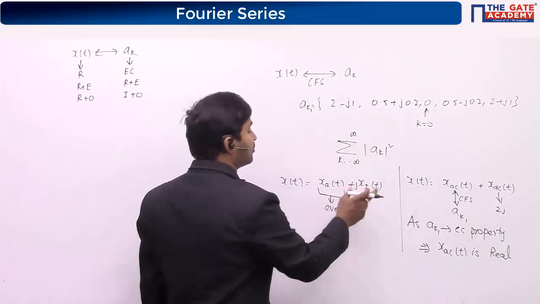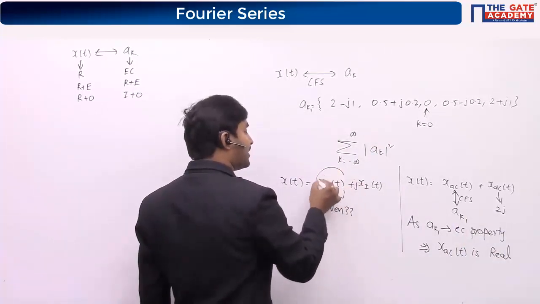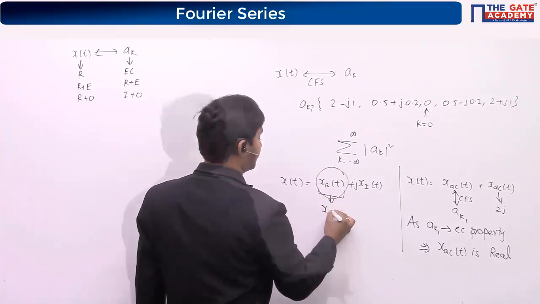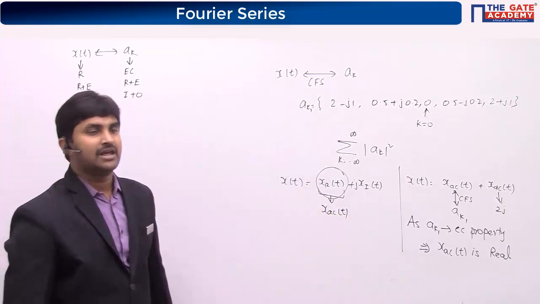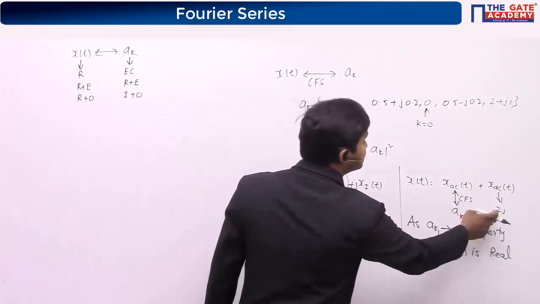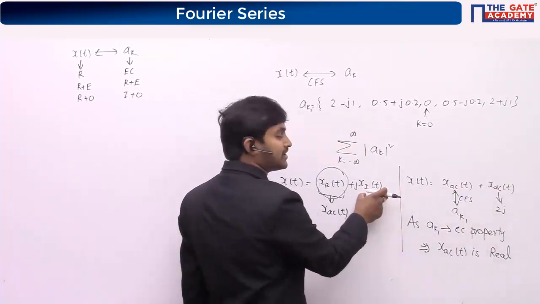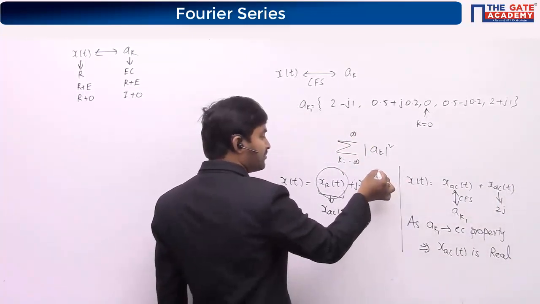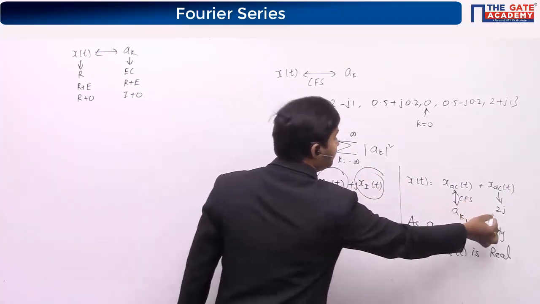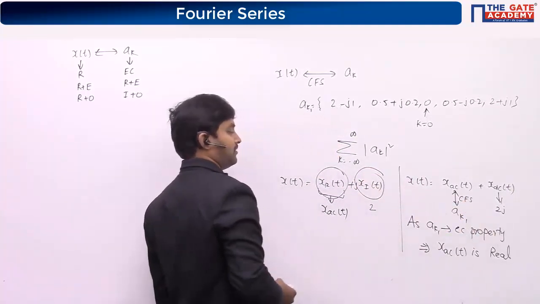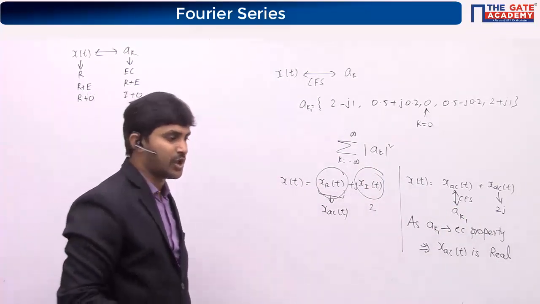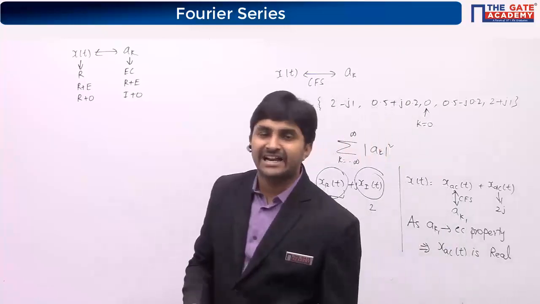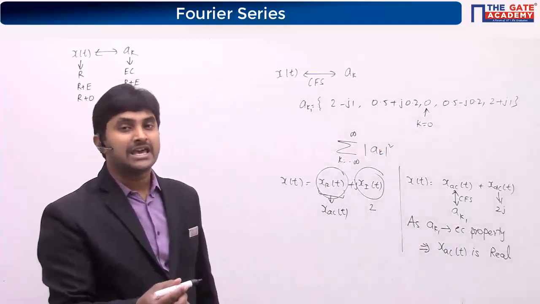So when I am writing the real component and imaginary component, the real component is nothing but the AC component. And you can clearly see the DC component is nothing but the imaginary component. So the imaginary component that you have is nothing but a constant, which is 2. So I can say that the imaginary part of x of t is constant.